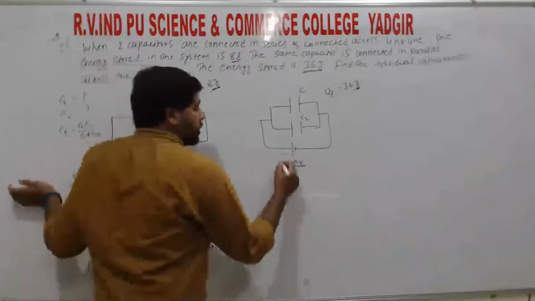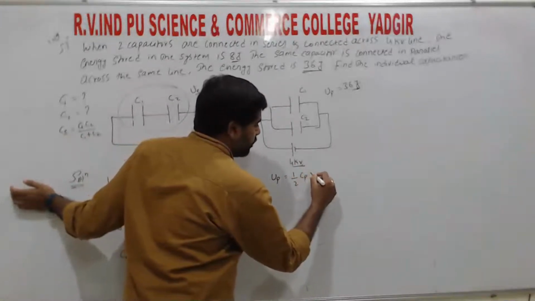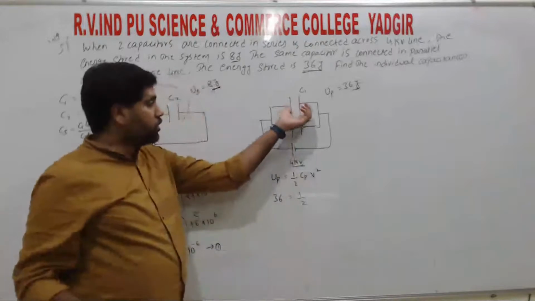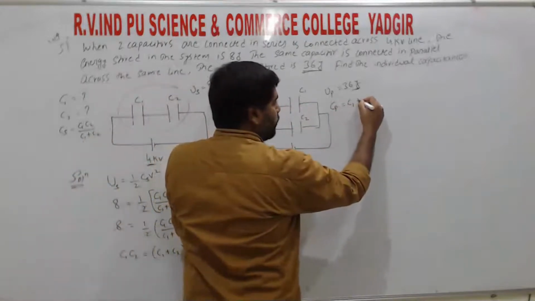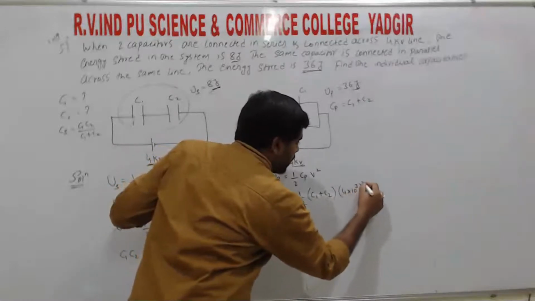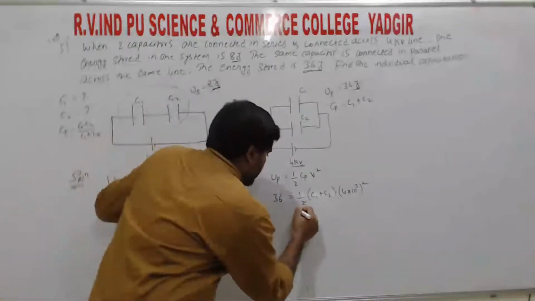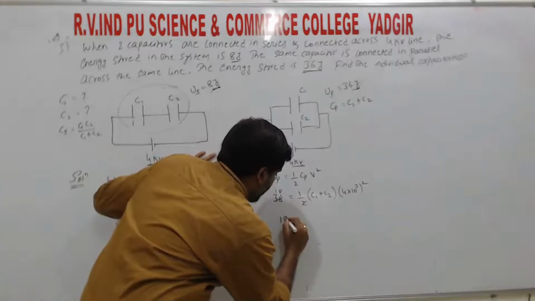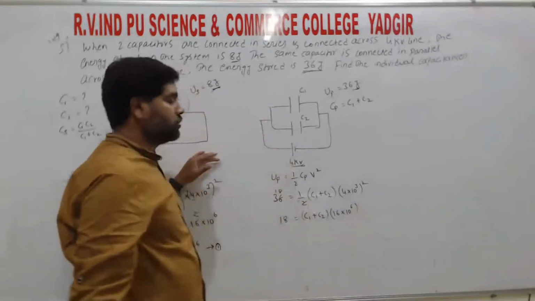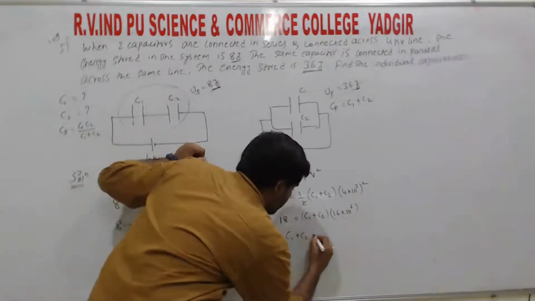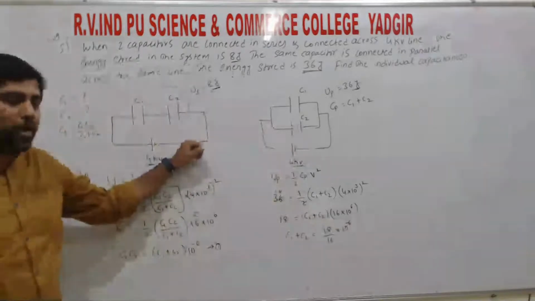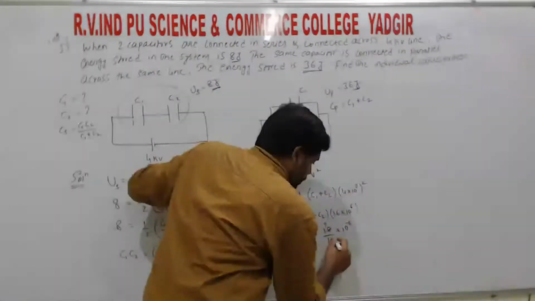Now the same formula is applied for the parallel: U_P is equal to half C_P V square. So U_P, the energy stored in the parallel combination, is 36, equal to half into C_P, which for two capacitors in parallel is C1 plus C2, into the voltage 4 into 10 to the power of 3 whole square. Now 18 is 36 divided by 2, so 18 is equal to C1 plus C2 into 16 into 10 to the power of 6. So C1 plus C2 is equal to 18 divided by 16 into 10 to the power of minus 6. It is in the denominator, and if it goes to the numerator, it becomes minus 6. 2 nines are 18.